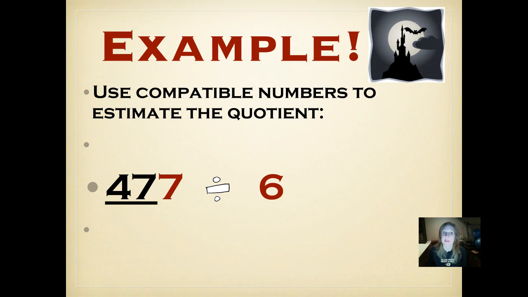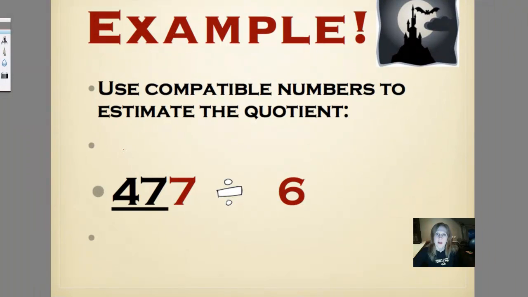Here's an example. In this example, we're going to use compatible numbers to estimate the quotient. 477 divided by 6. The reason we're using compatible numbers here is because if I rounded 477 to the greatest place value position, I would round it to 500. And 500, you can't use mental math to divide that evenly by 6. So I'm going to use compatible numbers to make it easier. There are two different compatible numbers I could use here, but one of them will give me a closer estimate.